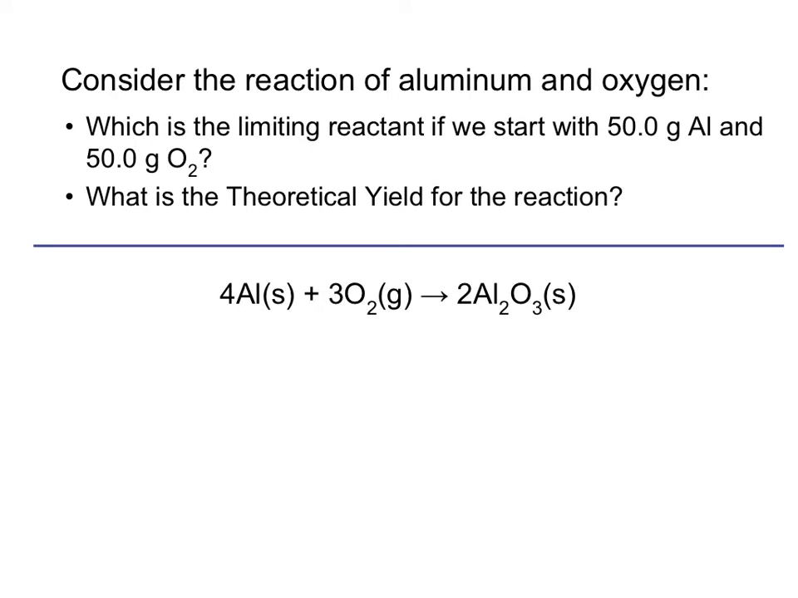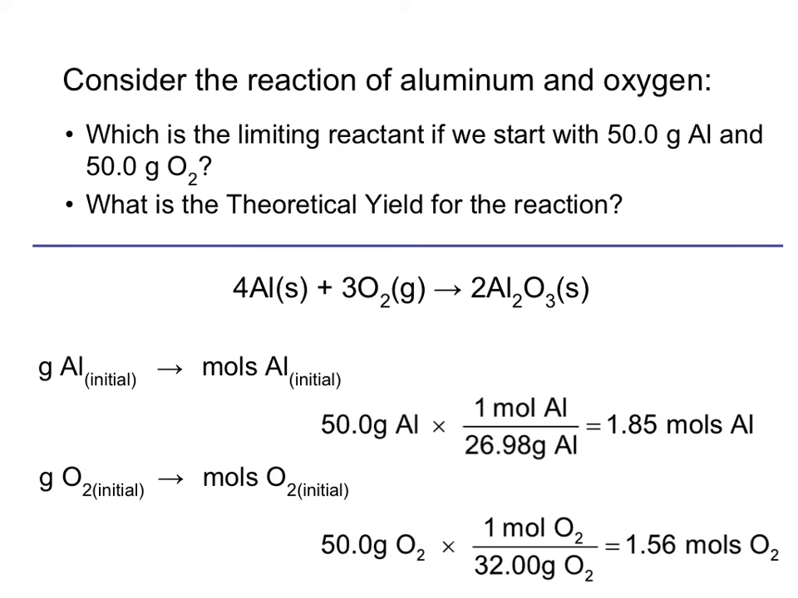What we want to do then is convert both of our starting amounts from grams over to moles. And so, as we've been doing all along, we're going to use our molar mass of each of the reactants in order to do that. 50 grams of aluminum divided by our molar mass gives us 1.85 moles of aluminum to start. And 50 grams of O2 divided by its molar mass gives us 1.56 moles of O2 to start.